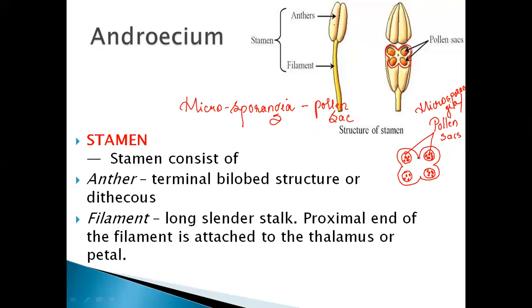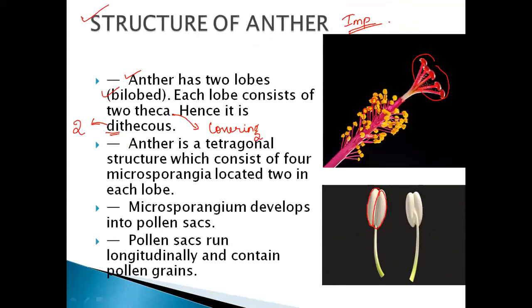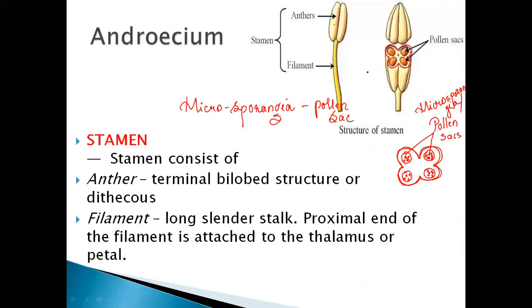So what happens here? It is a tetragonal structure, right? Yes or no? There are four lobes. It is a tetragonal structure. We draw it in this way only. The microsporangia is drawn in this way only, that is, we form it with four lobes. It consists of four microsporangia located two in each lobe. Now, what do you mean by that? Located two in each lobe.